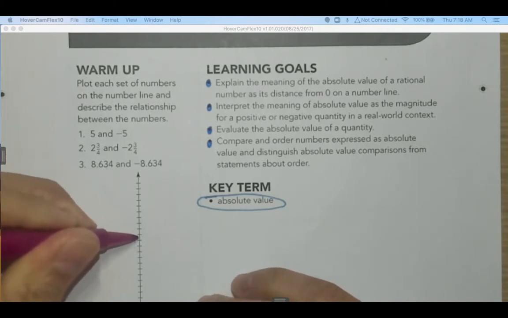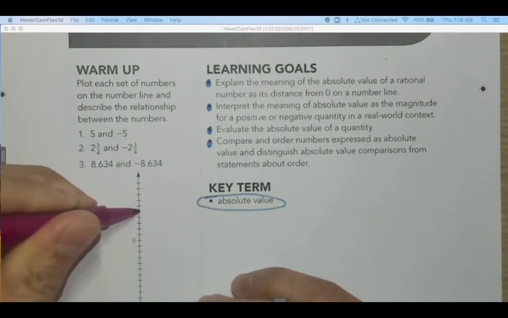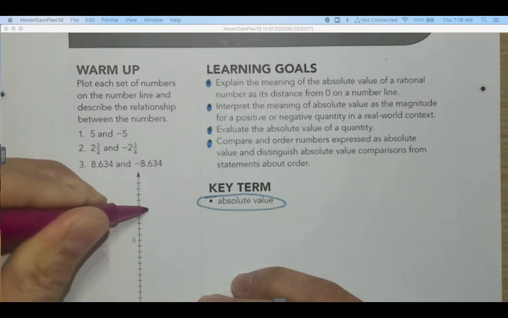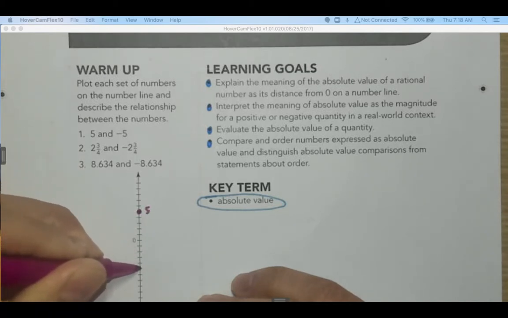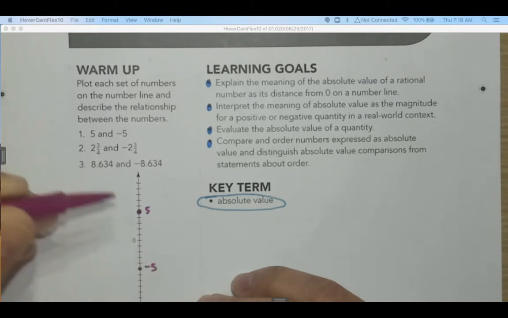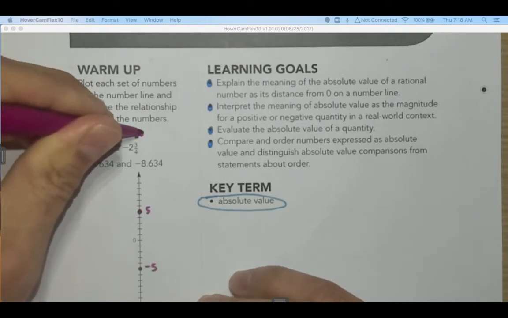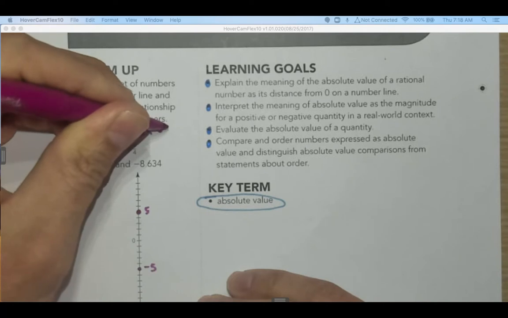So 5, 1, 2, 3, 4, 5, and negative 5, 1, 2, 3, 4, 5, negative 5. They are both 5 away from 0.